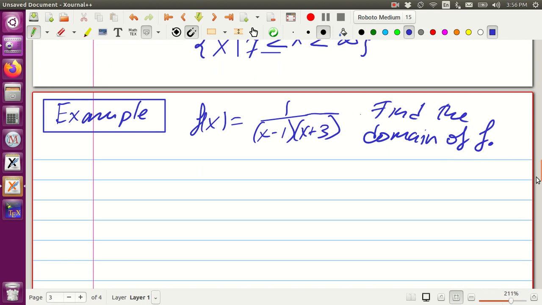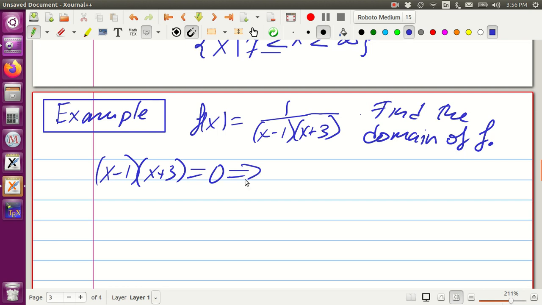So what do we know about domain here? Everything makes sense unless we divide by 0. So that means we don't want to have 0 in the denominator. All right, so let's try to find places where the denominator is equal to 0. So we'll take x minus 1 times x plus 3, and we're going to set it equal to 0.